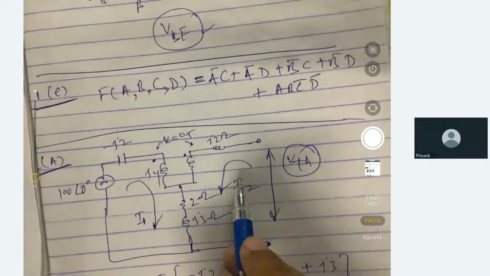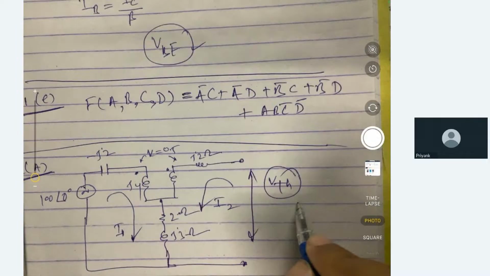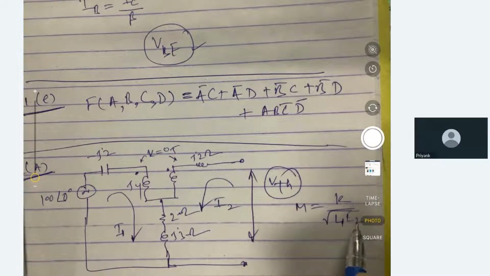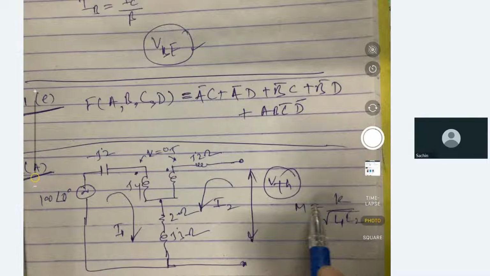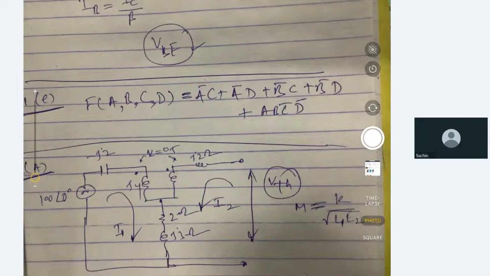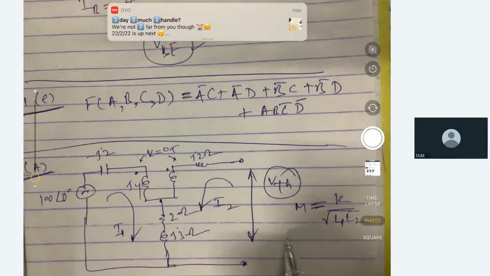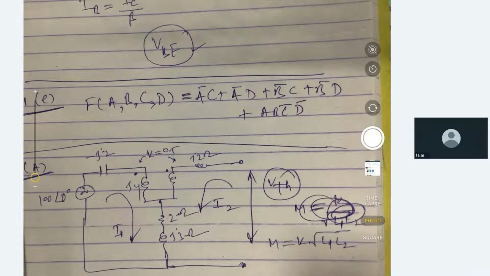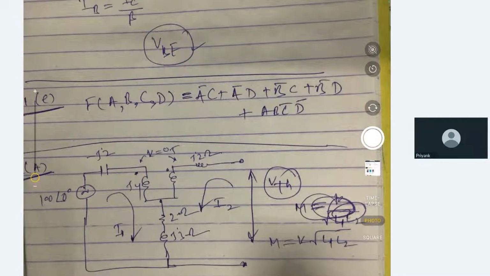Let us find M also. So M will be equal to K upon root of L1 into L2. Actually, it is M is equal to K into root of L1 L2. Yeah, it is K into root of L1 into L2, because K is the coupling coefficient, the ratio.